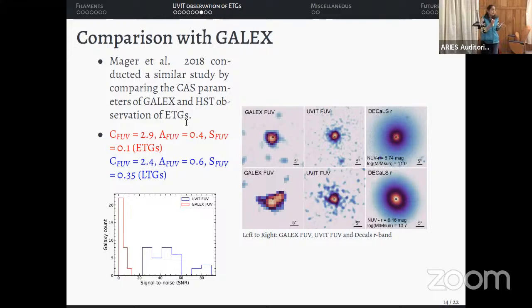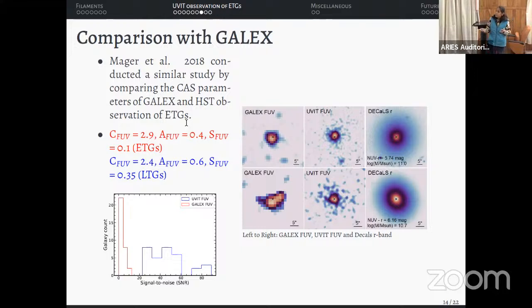But this study had some drawbacks because they were comparing HST and GALEX. Their resolution is quite different. So we don't know if they're comparing the same region. But for us, we have used UVIT and DECaLS observation. They have comparatively similar resolution, and also UVIT is more sensitive than GALEX.